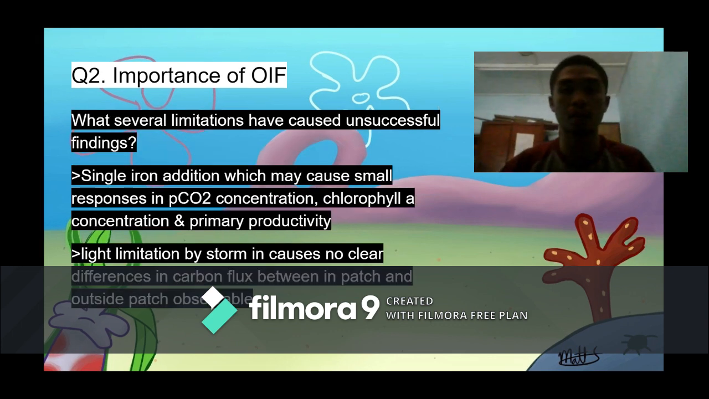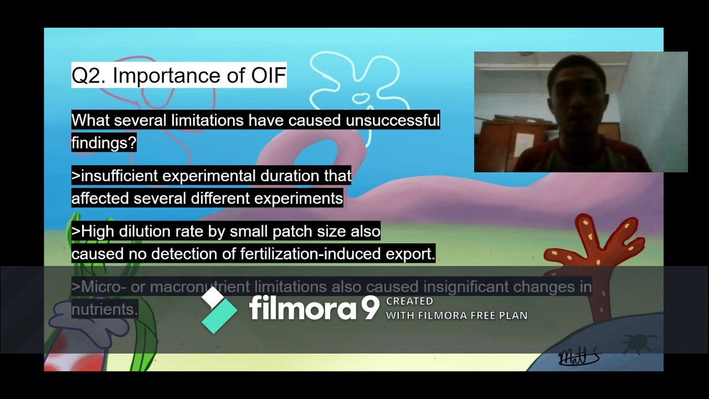But there are limitations that cause some problems during the findings. For example, single iron addition may cause a small response in primary carbon dioxide concentration, chlorophyll a concentration, and primary productivity. This occurred in the first one, EX1. Light limitation by storms can also cause no clear difference in carbon flux between in-patch and outside-patch observations. Insufficient experimental durations affected several different experiments. High dilution rate by a small patch also caused no detection of fertilization-induced exports. And micro or macronutrient limitations also caused insignificant changes in nutrients.